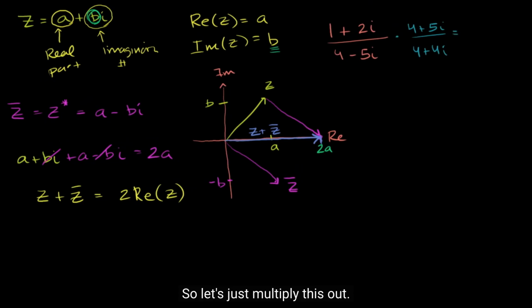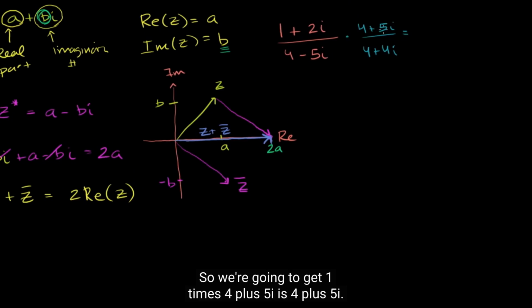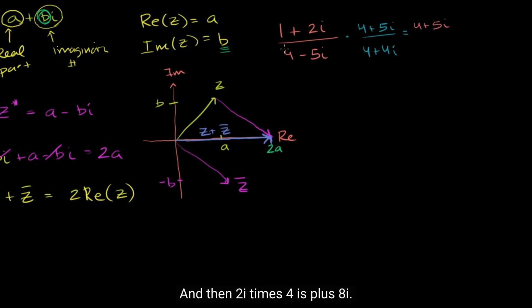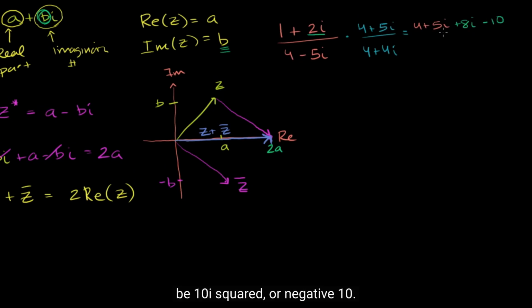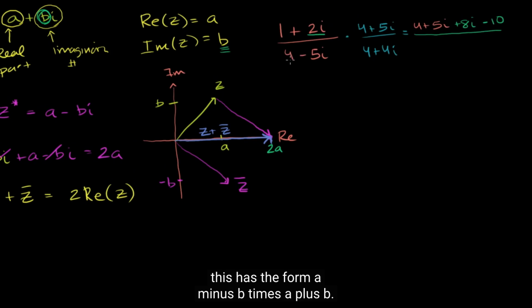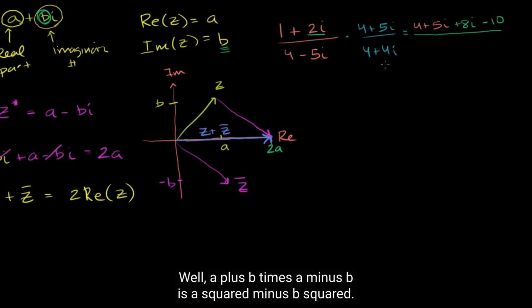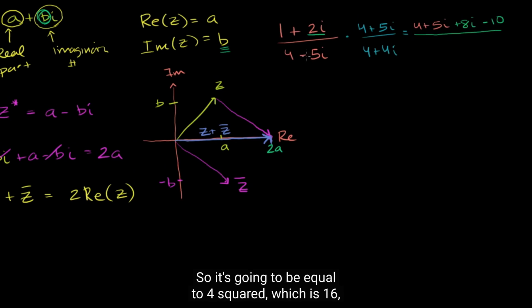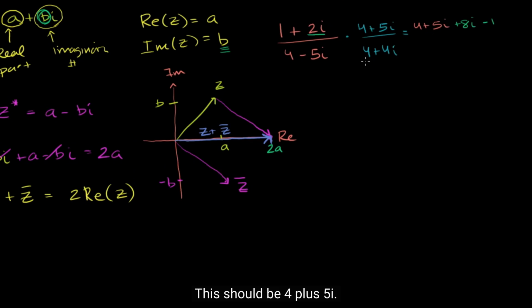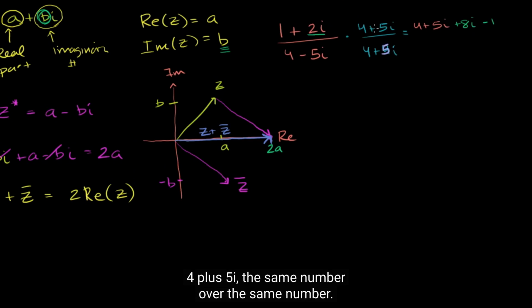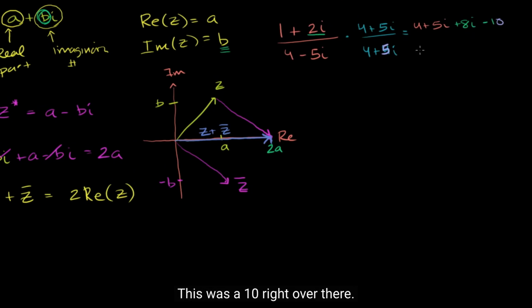So let's just multiply this out. So we're going to get 1 times 4 plus 5i is 4 plus 5i. And then 2i times 4 is plus 8i. And then 2i times 5i, that would be 10i squared, or negative 10. And then that will be over... Now, this has the form a minus b times a plus b. So that's the product of a plus b times a minus b, which is a squared minus b squared. Oh, why did I have 4 plus 4i here? This would be 4 plus 5i. What am I doing? 4 plus 5i. The same number over the same number. And this was a 10 right over there. This is the conjugate. I don't know, my brain must have been thinking in 4s.